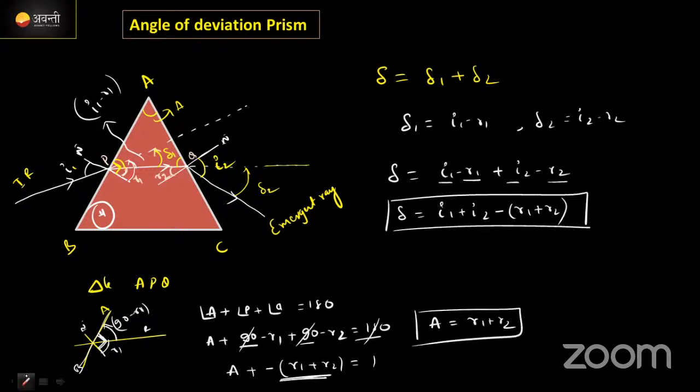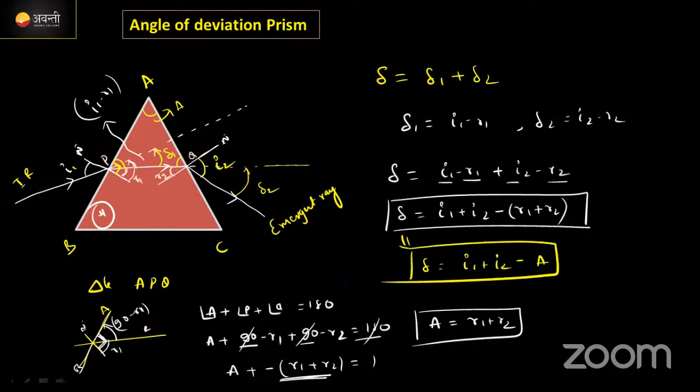What is the value of r1 plus r2? It is equal to angle A. Then we can replace here: delta is equal to i1 plus i2 minus A. Correct now? This is the equation for deviation through the prism. Clear? Right. I hope it is clear up to now. There is no doubt.